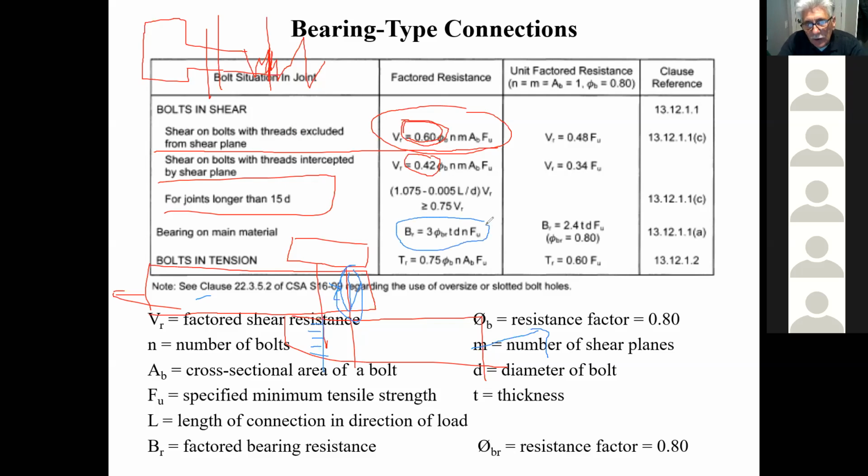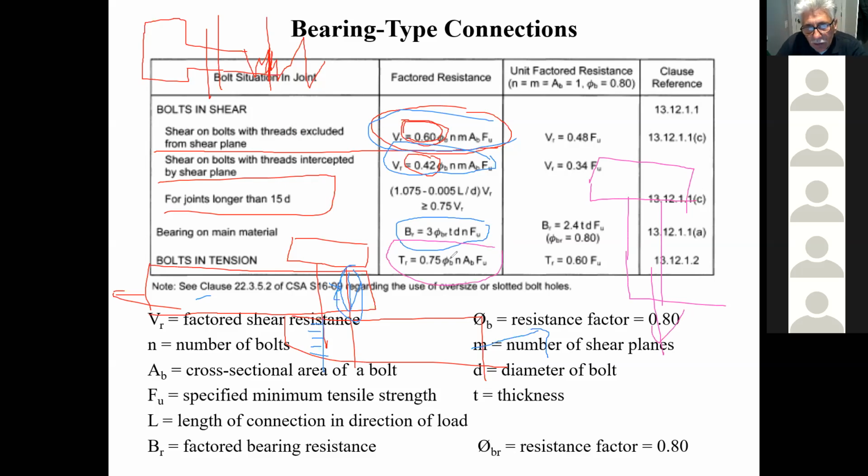Now, we won't be using the equation for this. We'll be using all the values given to us in the tables, so don't worry about it. And then, of course, ultimately, if I happen to have a bolt, okay, and the bolt is actually resisting the force in tension, right, instead of shear, well, that's how you calculate the factored tensile resistance of the bolt.